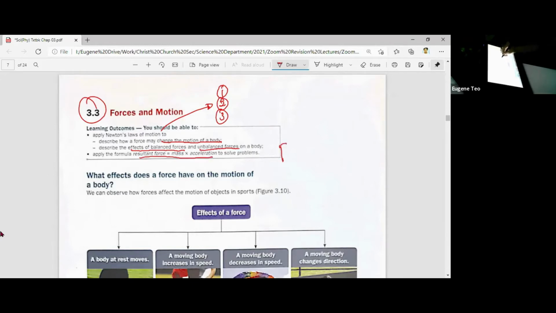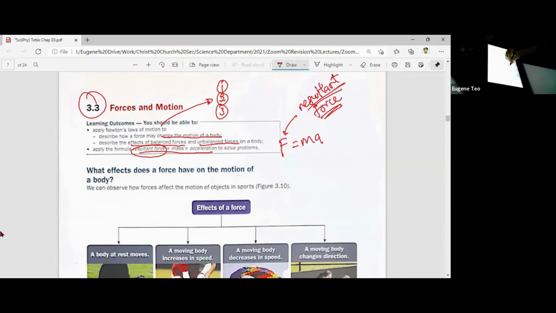F equals ma. But do take note, look at the F here. This F is not any other force. It's not just a force. It's actually the resultant force. So do take note, whenever you're applying F equals ma, you're always using the resultant force. Okay, you're always using the resultant force. So that's what we're going to cover in 3.3.